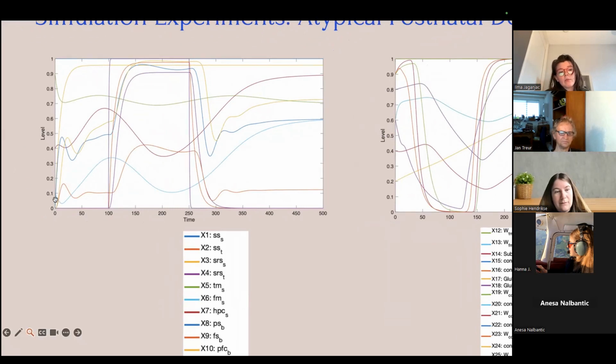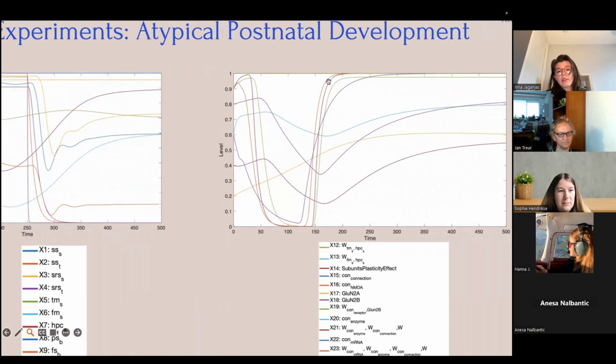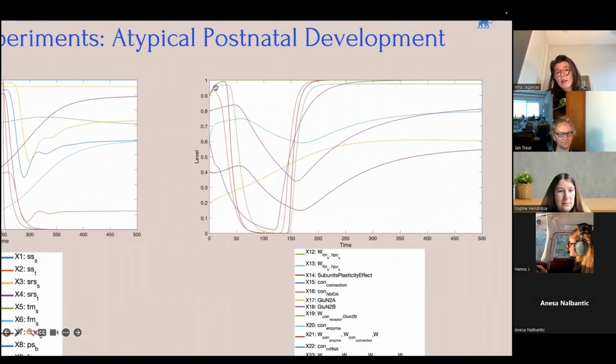What we see is the false memory starting to rise, while the true memory stays stable. Hippocampal activity is also rising. And here, in the adaptive layer, again, the W states start to decrease, showing that they are ready to go from GLUN2B to GLUN2A.